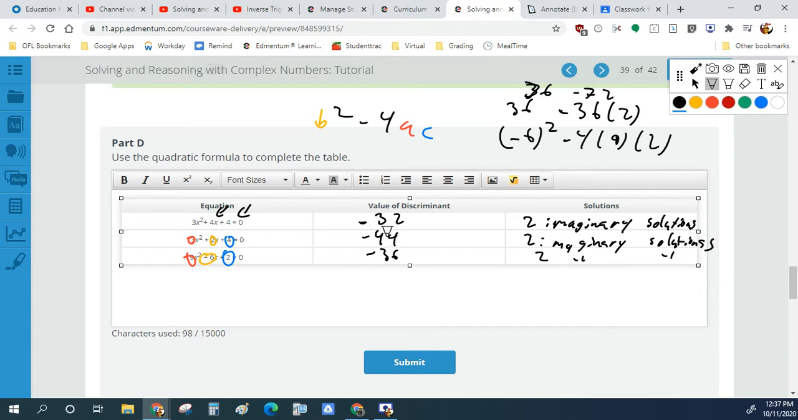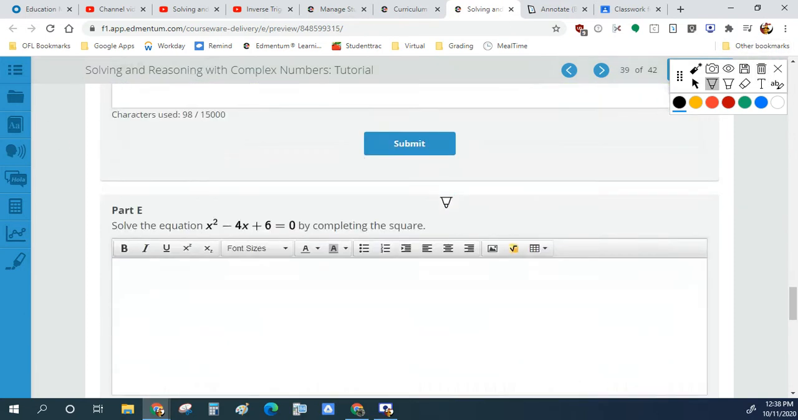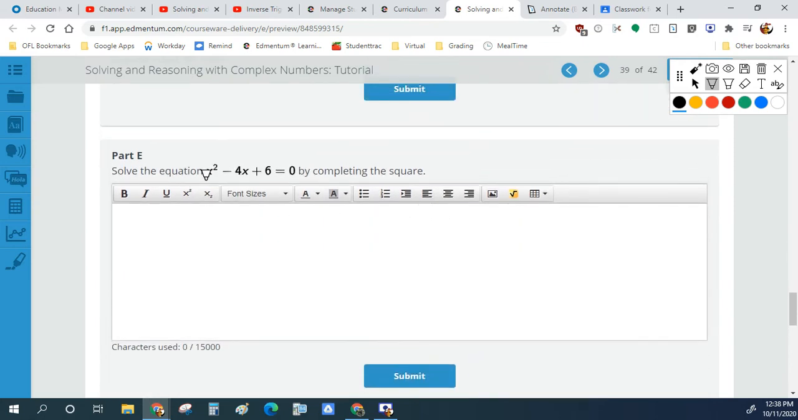Use the quadratic formula to complete the table. We don't really need the quadratic formula. I was just reading it. I was like, hey, it says quadratic formula instead of discriminant. So we have that. Next, we see solve this formula by completing the square.